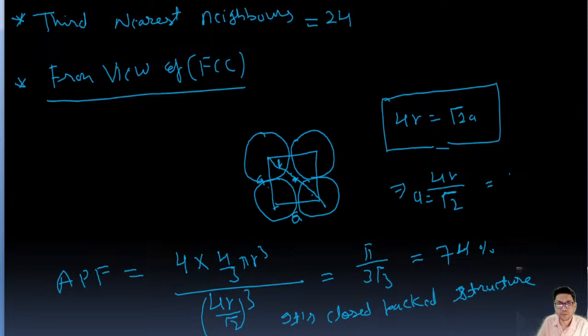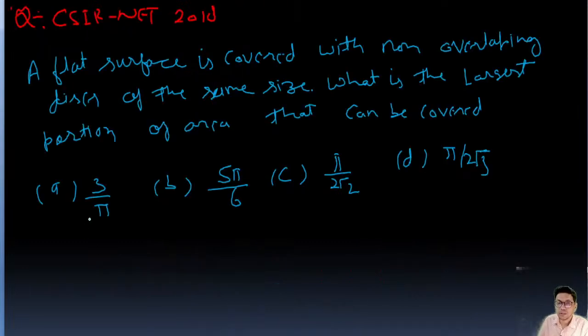Okay guys, we thought we made some mistake here, but no, it's correct. Sorry, my apologies. So the question is: a flat surface is covered with non-overlapping discs of the same size. What is the largest portion of area that can be covered? Actually, it is asking about the atomic packing fraction. I'll make a figure, then it will be clear.